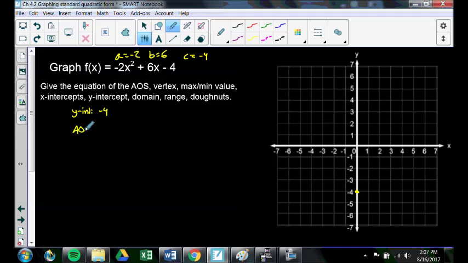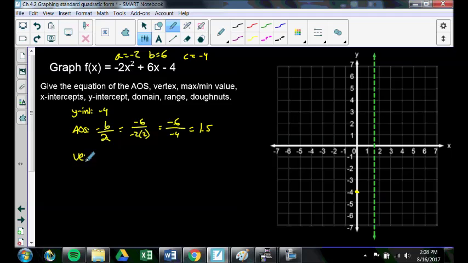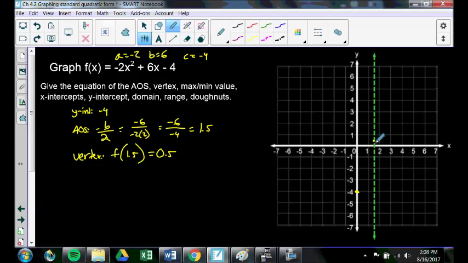The AOS is at -b over 2a, which is -6 over 2 times -2, which is -6 over -4, which is 1.5. So my line of symmetry is going to be between 1 and 2. That's fine, I can live with that. To find the vertex, I'll do f of 1.5. I'm going to want a calculator for this one. -2 times 1.5 squared plus 6 times 1.5, which is 9, minus 4 is 0.5. My vertex is at the point 1.5 comma 0.5, so it's here in the middle of this box.